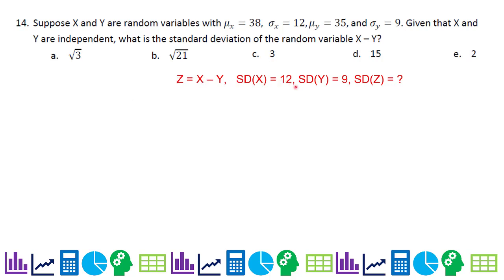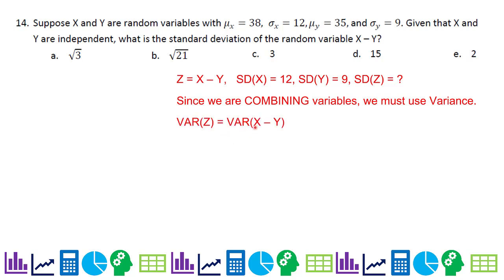We know the standard deviation of x, the standard deviation of y. And so I created this variable called z. So it's a combination of x minus y, and we're looking for the standard deviation of this new combined variable. Since we are combining variables, we must use variance. So I'm going to write variance of z is the same thing as variance of x minus y. Now I can break these apart, but remember, when we break them apart, we don't bring that minus sign out. We just change it to the plus of both of them. So variance of x plus variance of y.